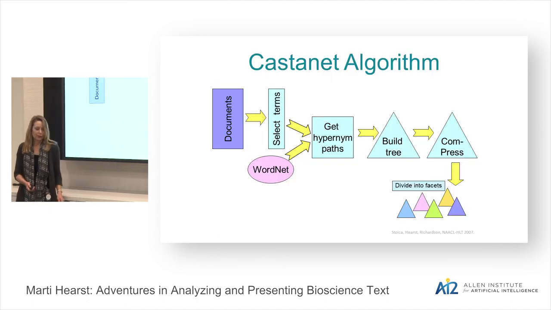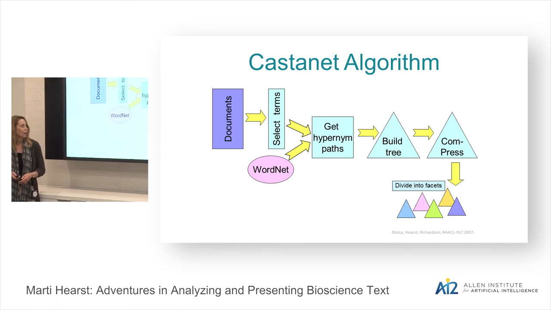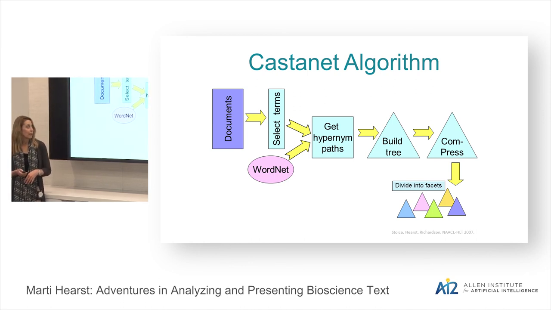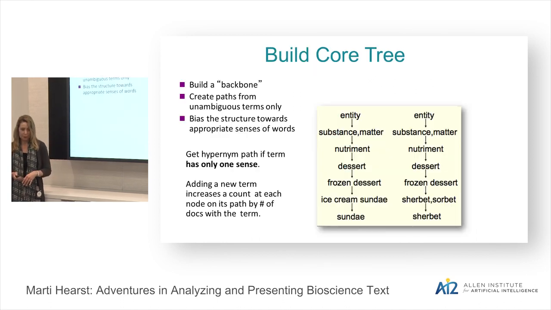We have an algorithm called Castanet, which we use for any different topic you like. It wasn't specific to biology, where we started with some documents. We found the important terms in standard ways. We used then WordNet. So WordNet was the ontology or the lexical network. And we would pull out hypernym paths from it. And we would build a tree or hierarchy. And we would compress it. And then we'd chop off the top to create facets. Very simple algorithm, but pretty effective.